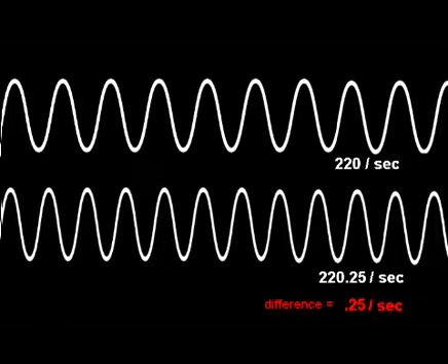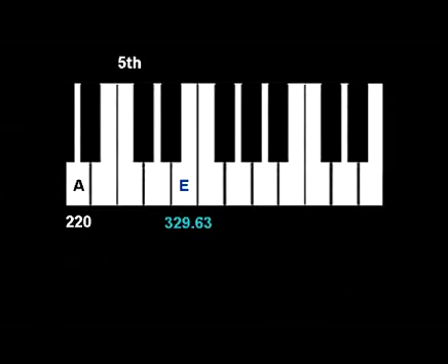Okay, now back to equal temperament. How does one use the principle of beats to tune all the pitches? So let's assume for right now we've tuned our A220 correctly, and we know the E, the fifth above that, is supposed to be 329.63 cycles per second in equal temperament. Remember how that is a little bit different from the perfectly harmonic fifth?